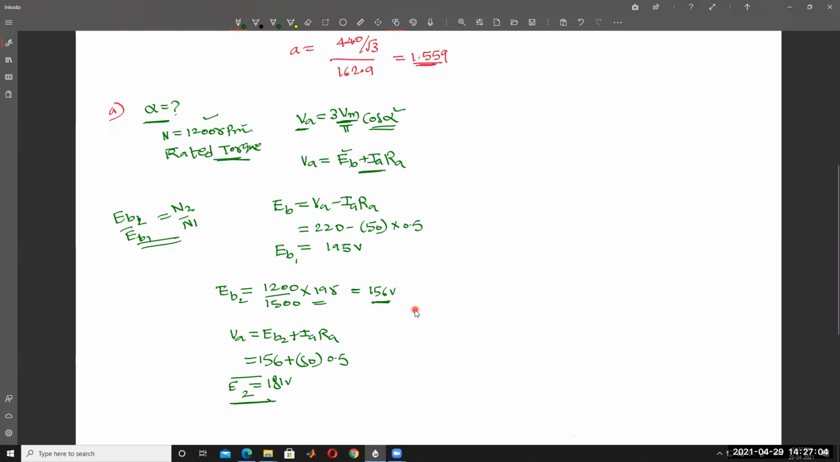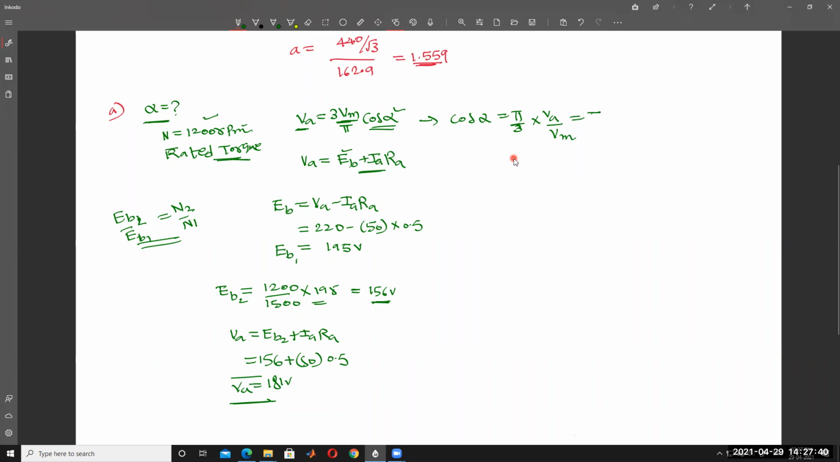So this VA is 181 volts. Then substitute here, and you will get cos alpha. What is the formula? Cos alpha is equal to pi by 3 into VA divided by VM.